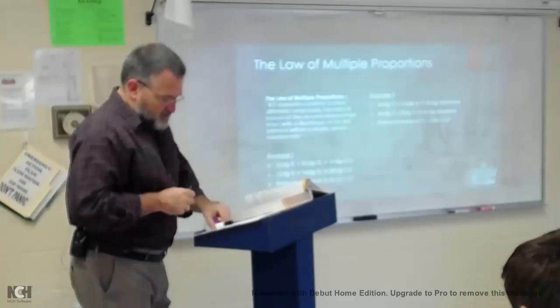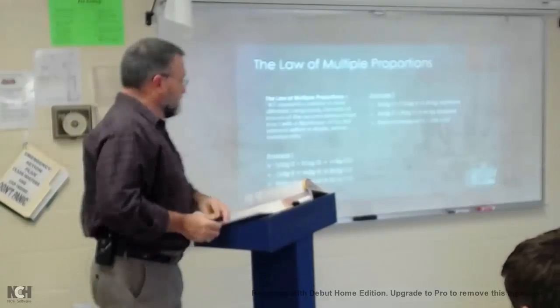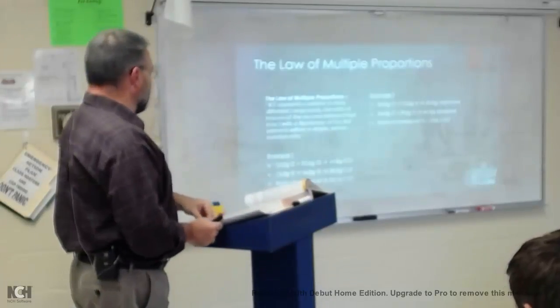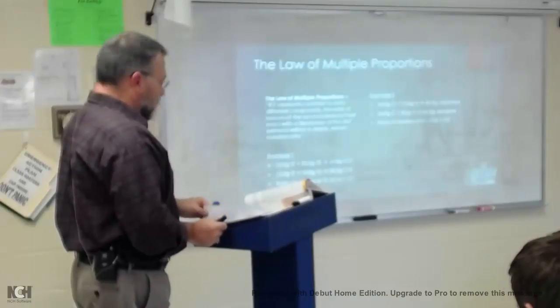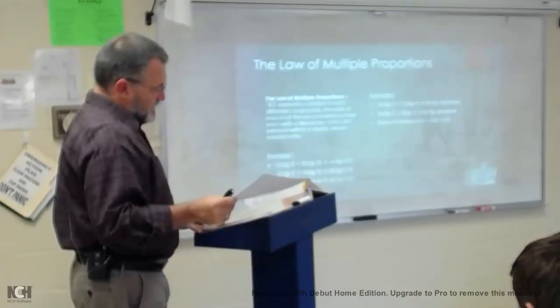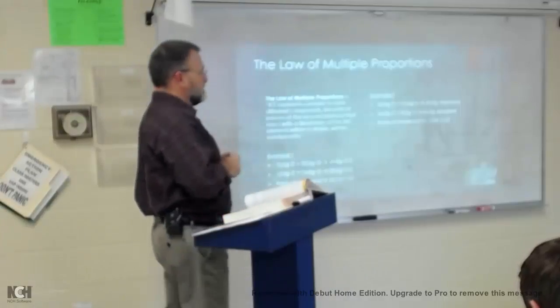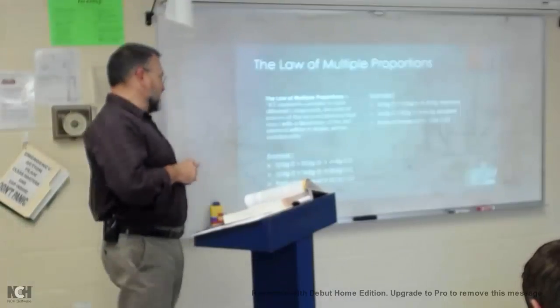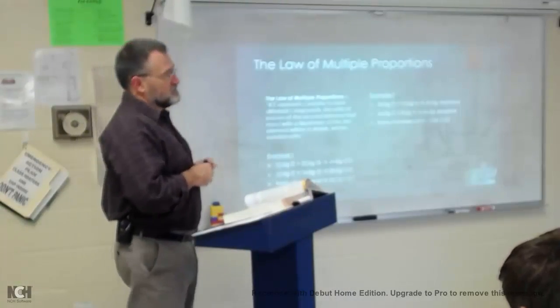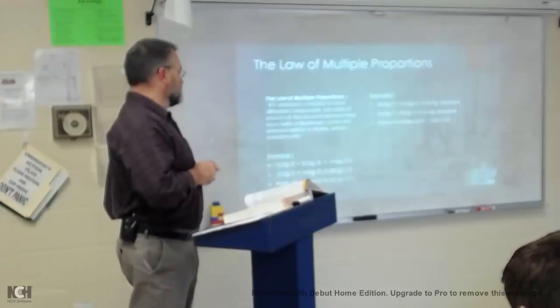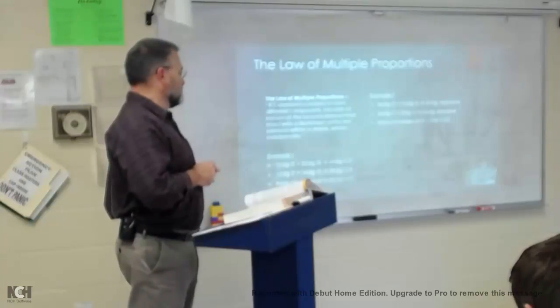So if the building blocks that you're using are the same, to create 2 different products, and the quantity of one reactant is kept constant, the masses of the second will be in proportion. Whole number ratio proportions.